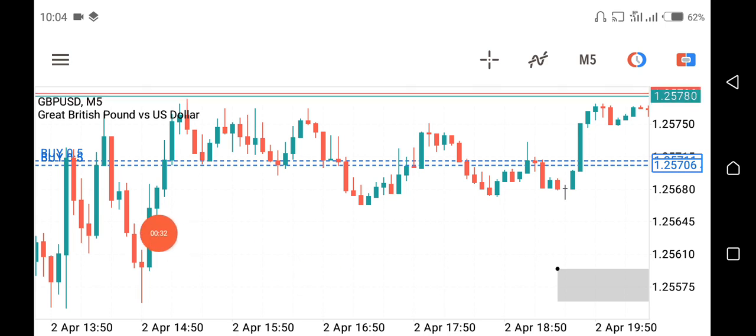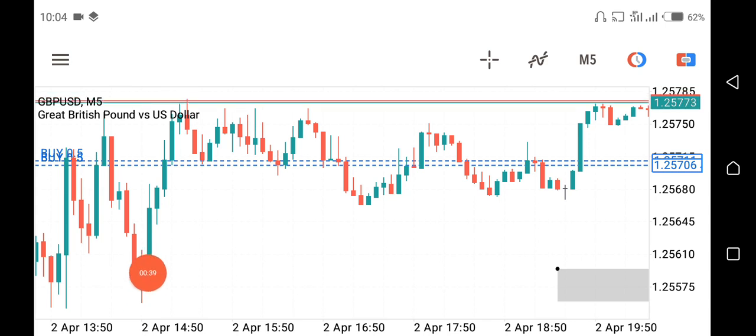I believe you see this gap, this red candle here that has a wick, the upper wick, the gap between the upper wick of this red candle here and the third candle, the lower wick of this third candle here. So there is a gap here.